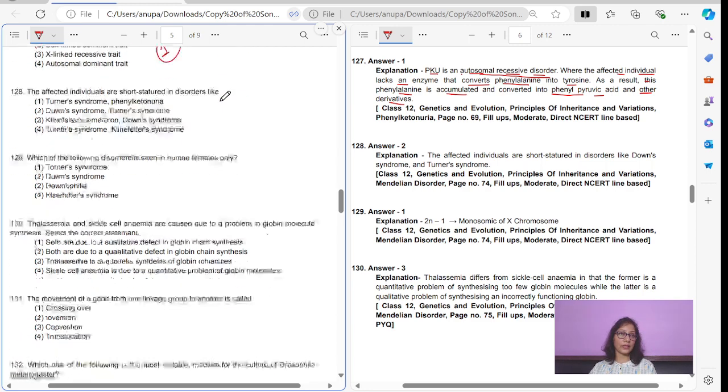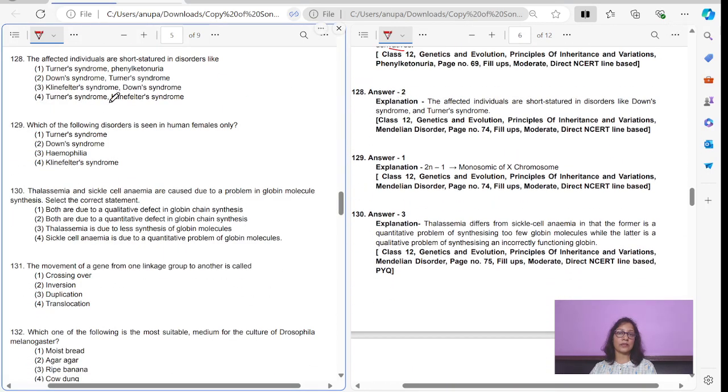Now let's move to the next question, that is question number 128. Question number 128 states that the affected individuals are short stature in disorders. Means we have to find out in which disorders the affected individuals are short statured. Here the first option is Turner syndrome, phenylketonuria. Second option is Down syndrome, Turner syndrome. Third option is Klinefelter syndrome, Down syndrome. And fourth option is Turner syndrome, Klinefelter syndrome.